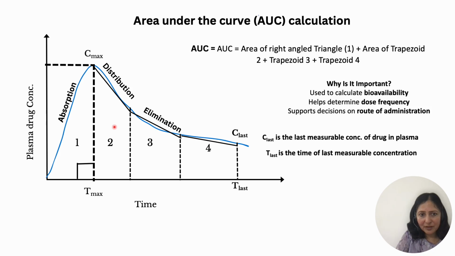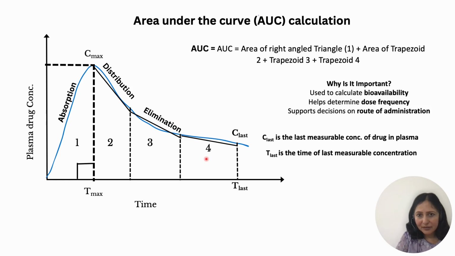Segment 2 represents the distribution phase where the drug gets distributed into the tissues. It can be represented by a trapezoid. Segment 3 and 4 represent the elimination phase and they can also be represented by trapezoids. Area under the curve is the sum of all these areas, that's the right-angle triangle and the subsequent trapezoids.